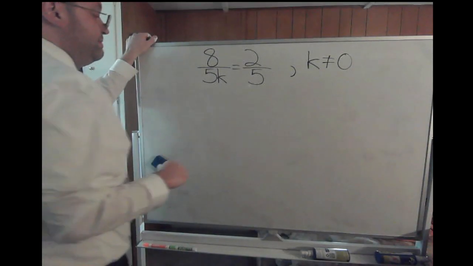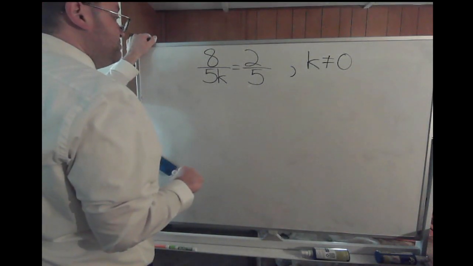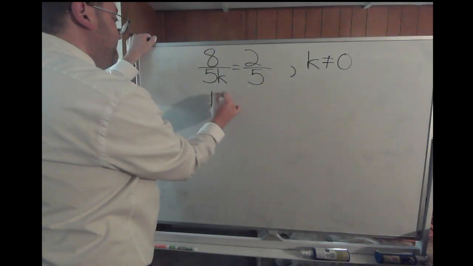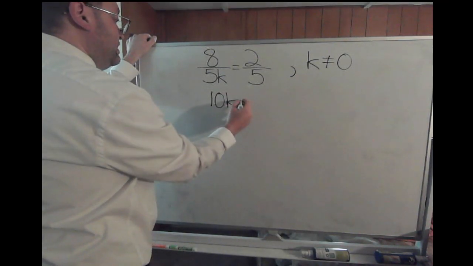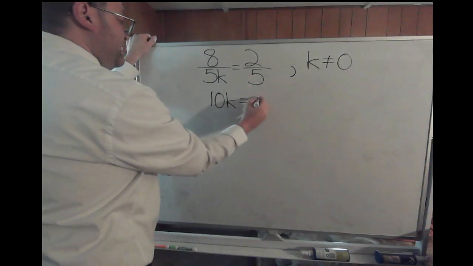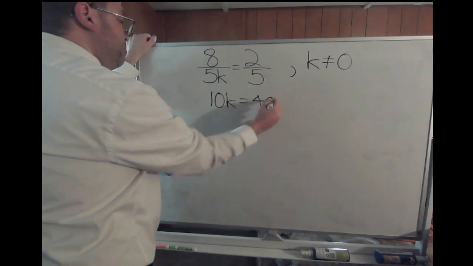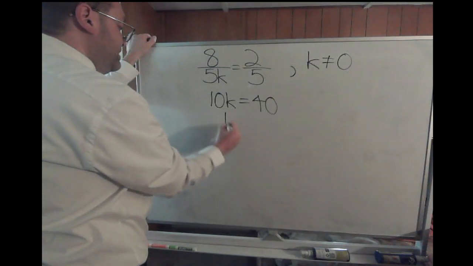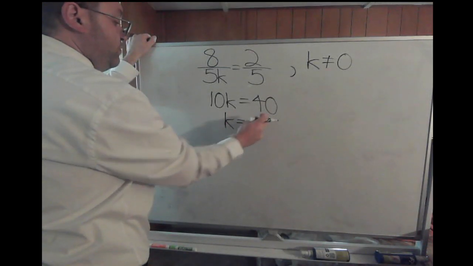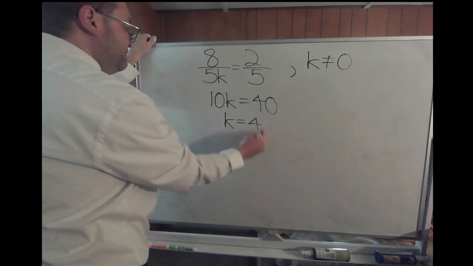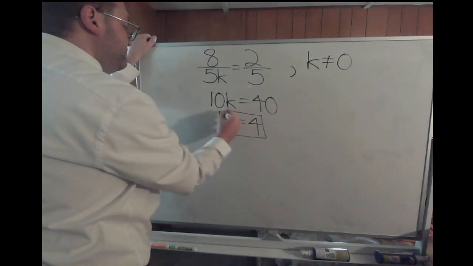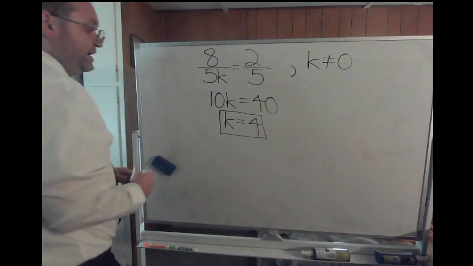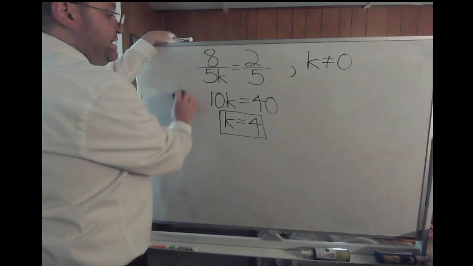We can't do that. Now just take the cross products here. 5k times 2, that would give you 10k. Set that equal to 8 times 5, which would be 40. Well, divide the left side by 10, you get k is equal to 40 divided by 10, that works out to be 4. So the value you get for k is 4, and that is defined. k equals 4.